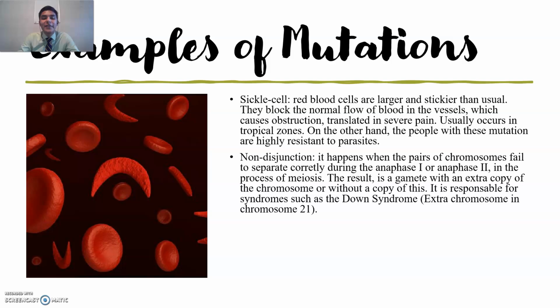All right, we have a non-disjunction. It happens when the pair of chromosomes fail to separate correctly during the anaphase 1 or anaphase 2. Of course, since we have anaphase 1 and anaphase 2, we are talking about the meiosis process in which the genetical information is supposed to be divided in even parts, which does not happen in mutations. So the result is a gamete with an extra copy of the chromosome or without a copy of this. It is responsible for syndromes such as the Down syndrome, an extra chromosome in chromosome 21.